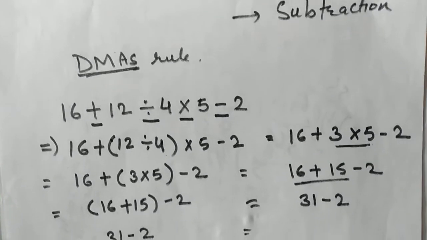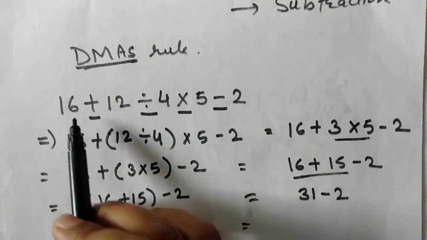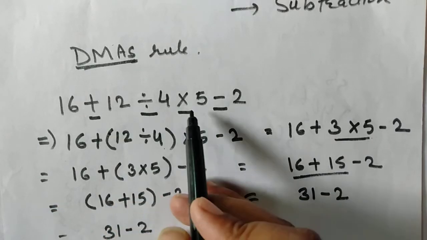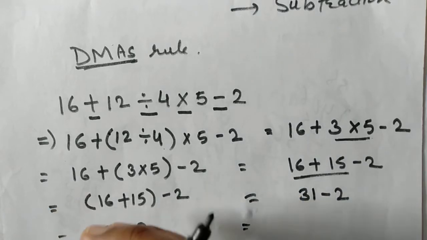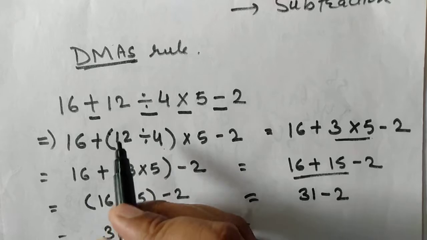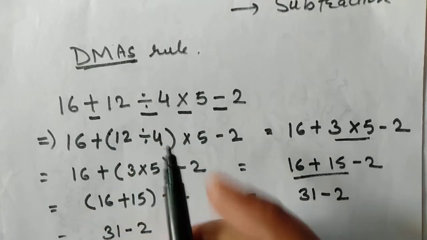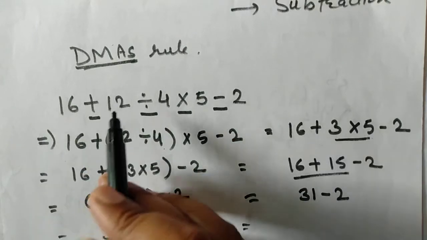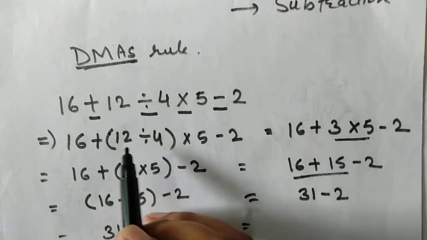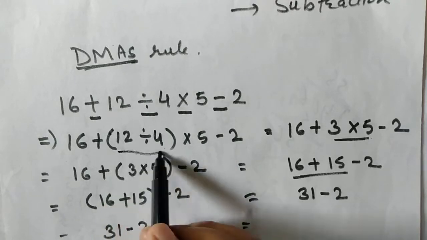Okay, so now we'll start solving. We'll take one example. See children, here is one example I have given: 16 plus 12 divided by 4 into 5 minus 2. Now what will we solve? And listen children, whenever you solve, you have to take that operation in a bracket. Like first we will do division, yes, because according to our DMAS rule we have to do the division first. So we will write the division first in a bracket. That means we are going to solve this.